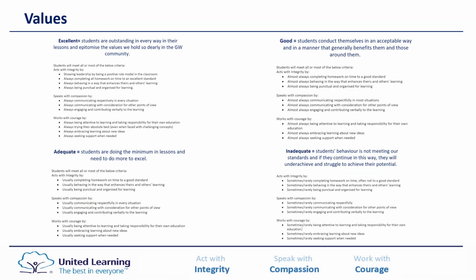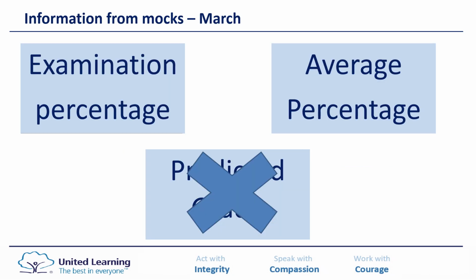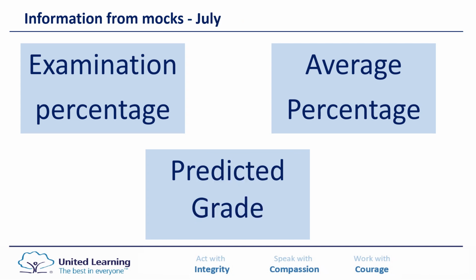Here you can find a reminder of our attitude to learning values, so excellent, good, adequate and inadequate, and exactly what that looks like if that is helpful for you on receiving your child's report. Just a reminder that in their first report, they will get their examination percentage and the average percentage, but no predicted grade. Then in the final report of year 10, there will be the examination percentage, average percentage, and a predicted grade based on what teachers think it could be possible they achieve in year 11.